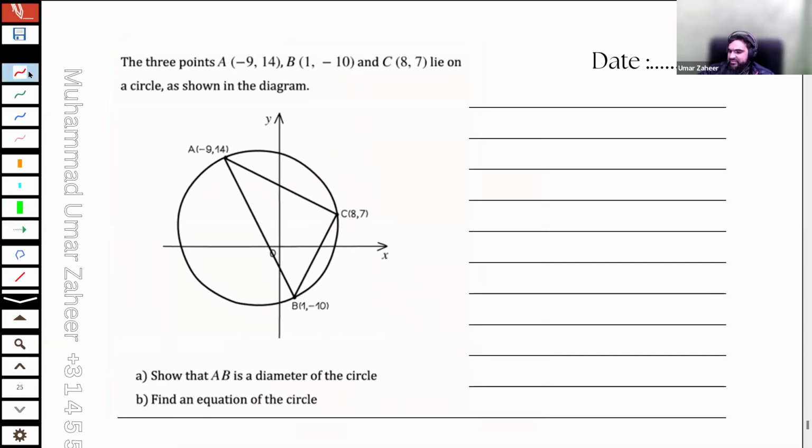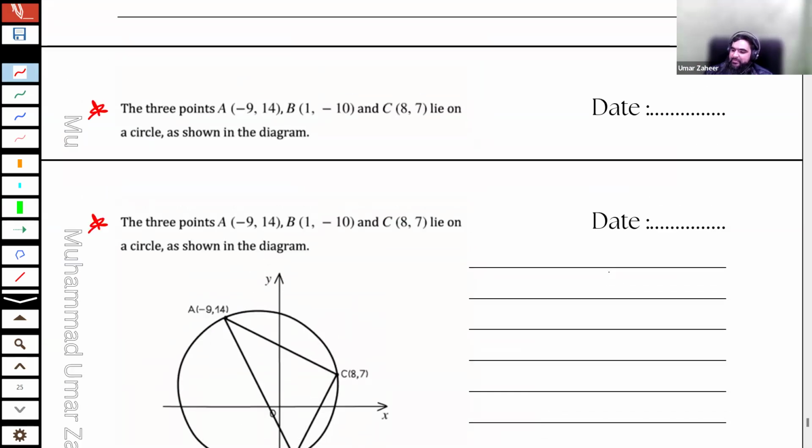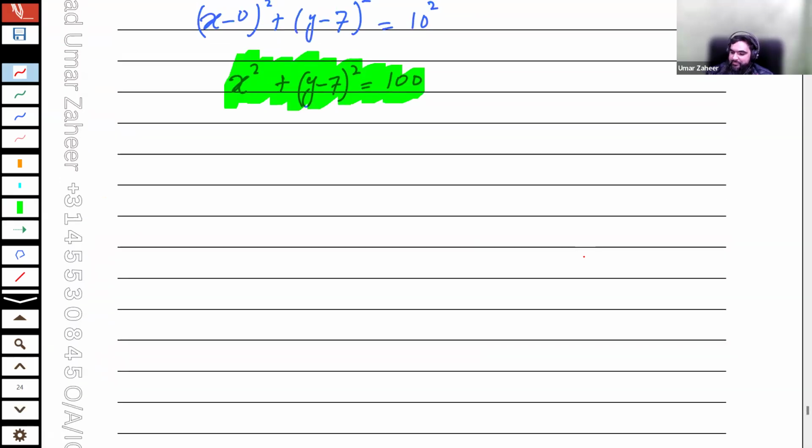Now there is another question. He says that the 3 points A, B, C lie on a circle in the diagram. He says to show that AB is a diameter of the circle. Okay, to show that AB is a diameter, you have done one property, the circle theorem, in your IGCSE.